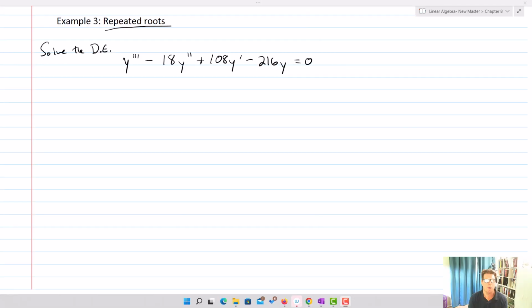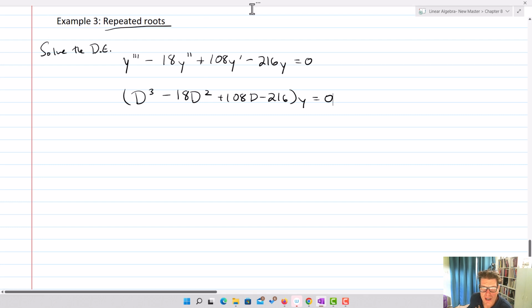Now let's look at a problem in which we're dealing with a differential equation where the auxiliary polynomial has multiple repeated roots. So let's say, for example, I have y triple prime minus 18 y double prime plus 108 y prime minus 216y. When we rewrite this as a differential operator, it becomes D cubed minus 18D squared plus 108D minus 216 y equals 0.